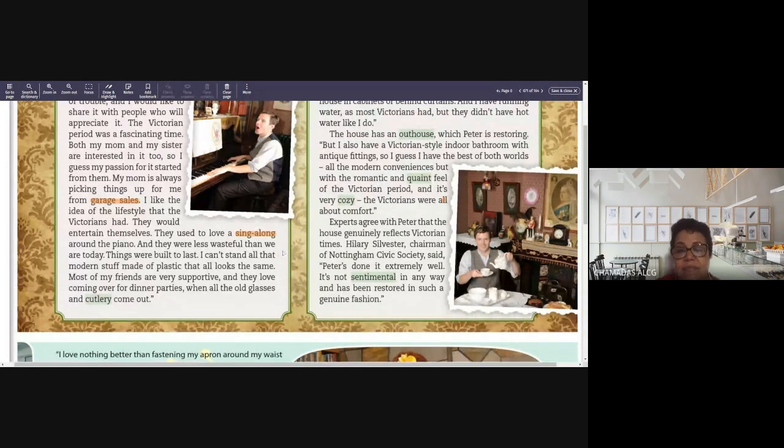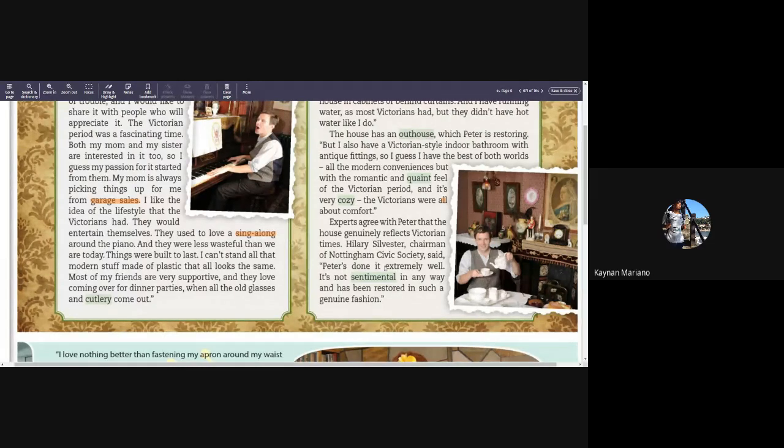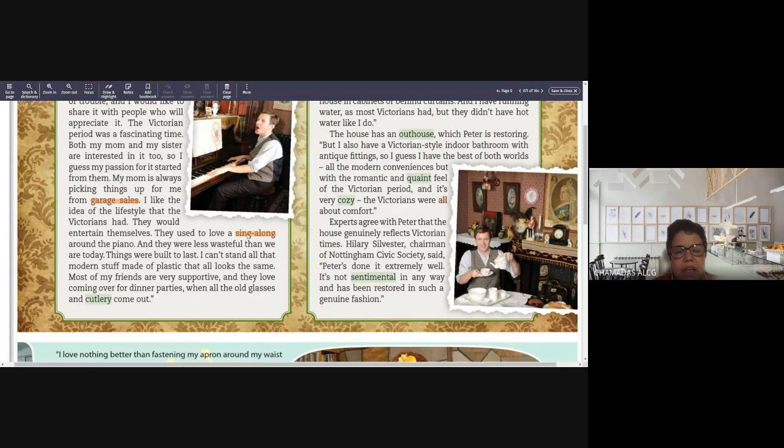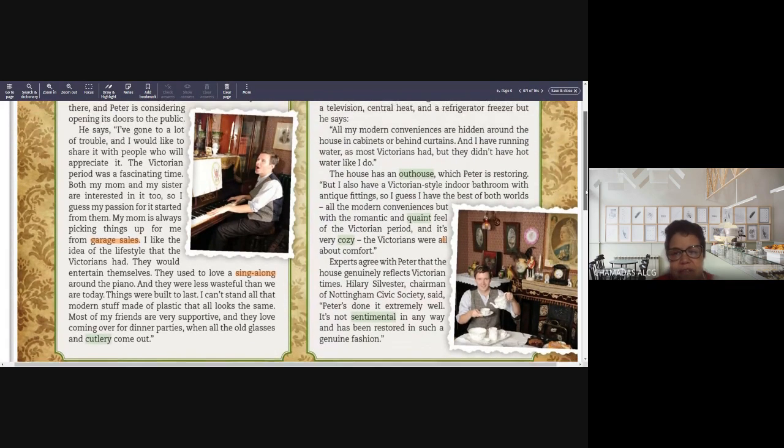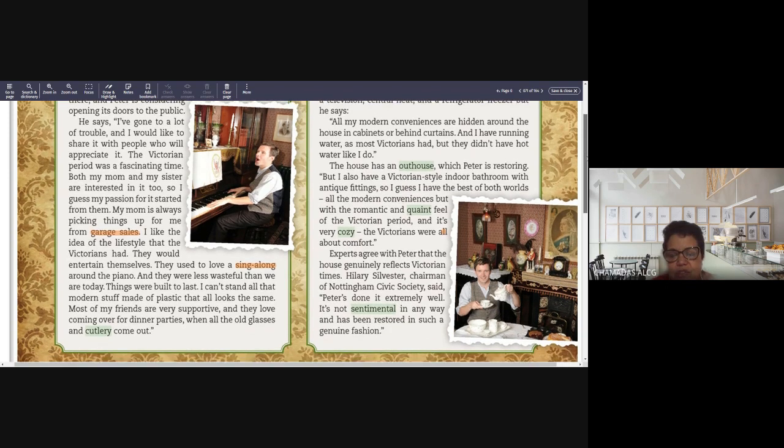Yeah, that's true. Tea and cake. They used to love a sing along around the piano. Yes, absolutely. Yes, the Victorians would love that. That would be a great source of entertainment. Yeah, that's true.